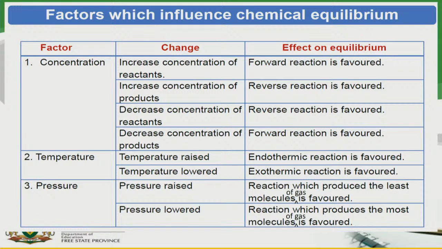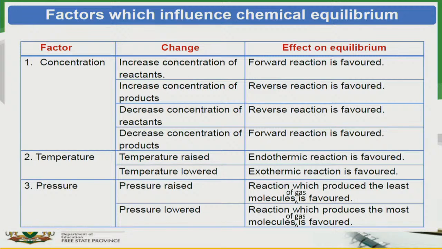Now let us summarize what I've just talked about. When you increase the concentration of the reactants, remember, according to Le Chatelier, the system will now want to decrease that concentration. Remember, the reactants are on the left-hand side. So when you increase the concentration of the reactants, the system wants to decrease that concentration of the reactants. How will it decrease that concentration of the reactants? By using those reactants. Therefore, the forward reaction will be favored.